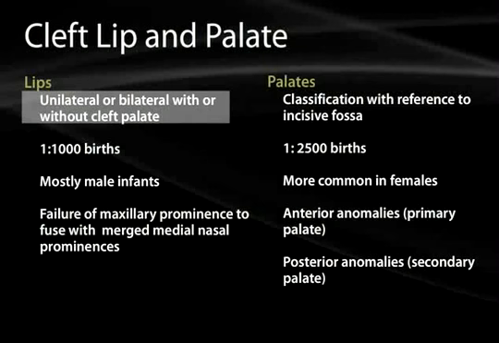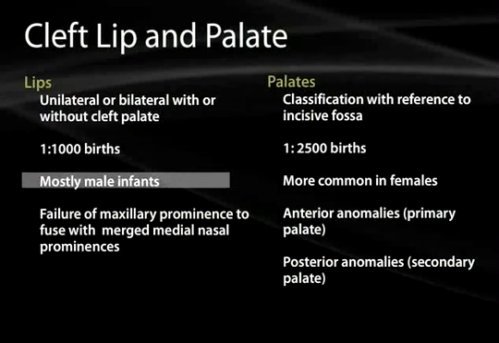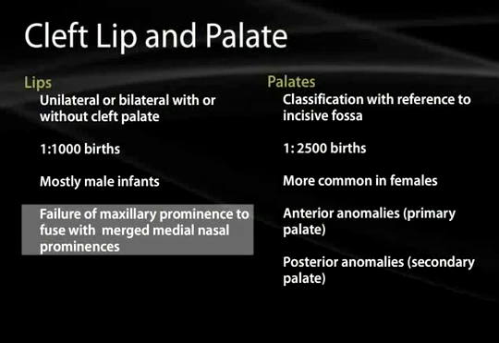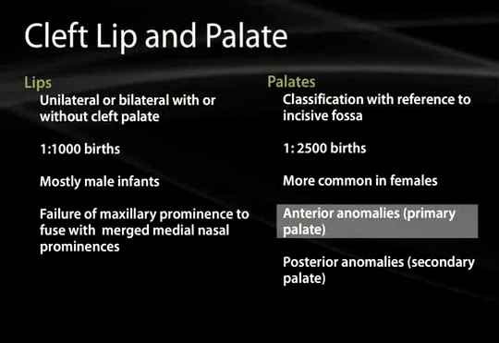Now, what do we want to know about the clefting of the lip and the clefting of the palate? Well, in red we'll see the lips and clefting, and then in the blue we'll see palate clefting. First of all, cleft lips can be either unilateral or bilateral, and they can be with or without a concurrent cleft palate in association. They're relatively common, with 1 in 1,000 births having a clefting, and they happen in males more often than in females. They occur when there's a failure of the maxillary prominence to fuse with the merged medial nasal prominences.